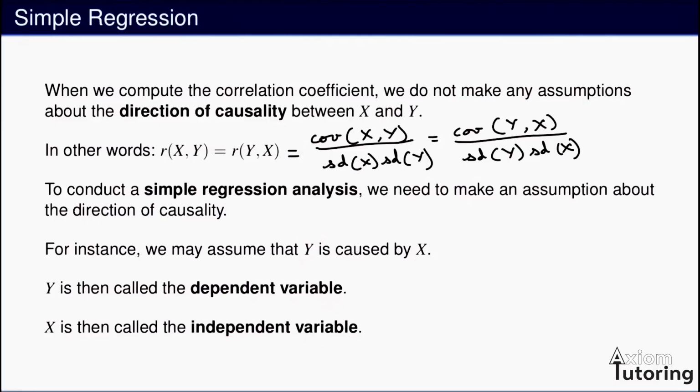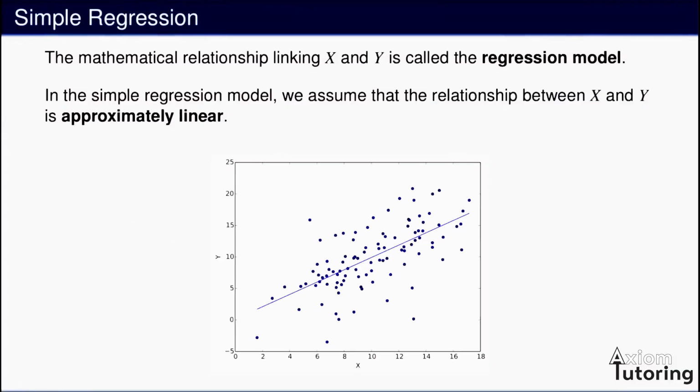There are different ways in which y and x are being called in the literature. Sometimes you will see that x is called a regressor. Sometimes you'll see that y is called a regressand. I prefer to just use dependent variable and independent variable. Now, the mathematical relationship linking x and y is called the regression model.